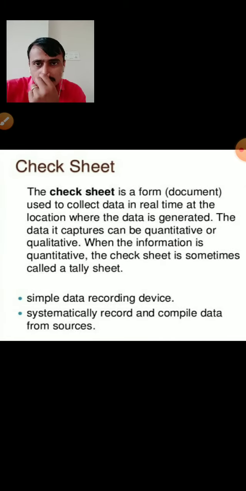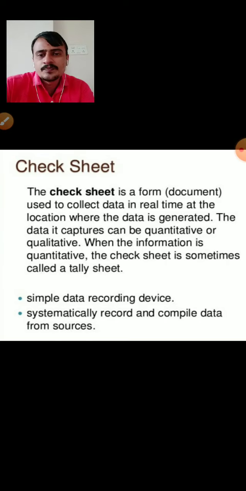First, check sheet. It is a document to collect data in real time at the location where the data is generated, and that data can be quantitative and qualitative. The quantitative check sheet is sometimes called a tally sheet. It is simply a data recording device to systematically record and compile data from sources.